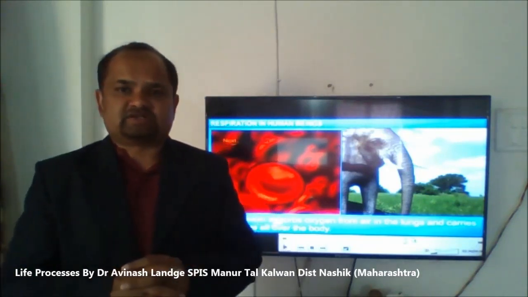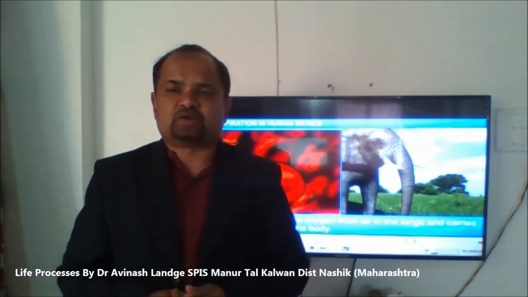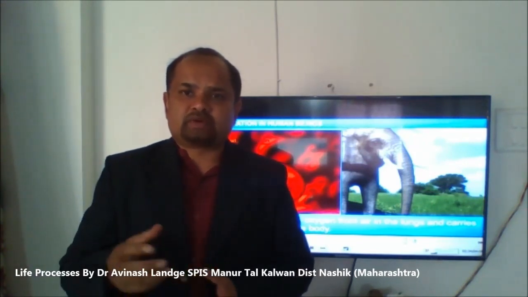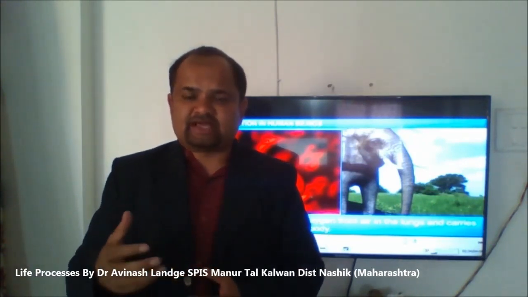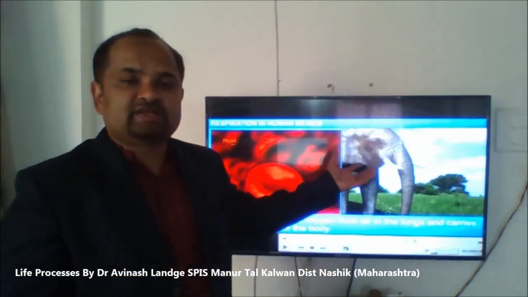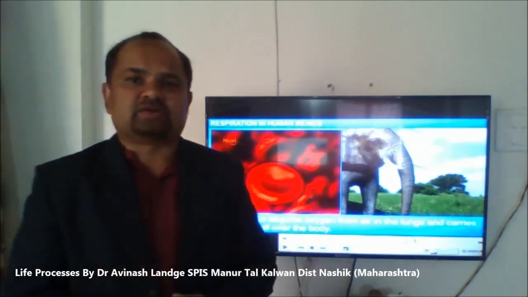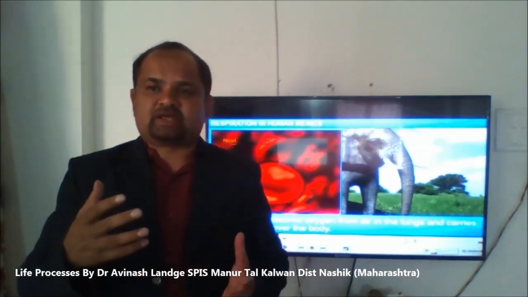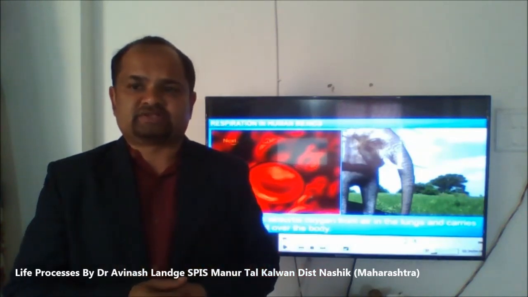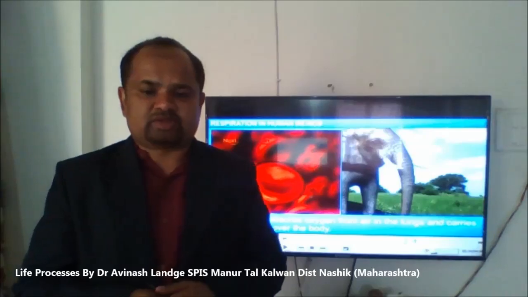But as far as higher animals are concerned, like human beings, like elephant, it is shown here, it is not possible for them to exchange the gases with the help of the process of diffusion. So specialized organs are developed, which are called respiratory organs. So through the respiratory organ humans or some higher animals can exchange the gases, and it will be an easy process for that.